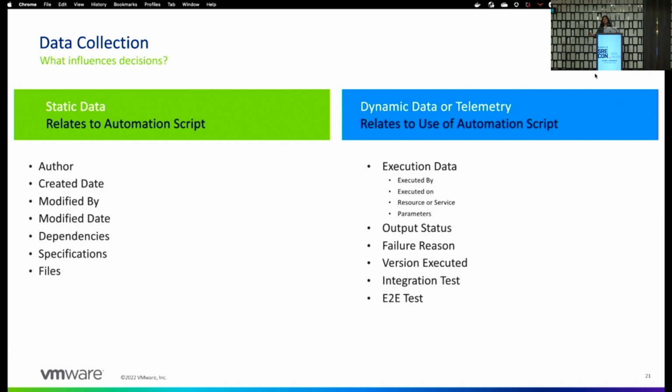Dynamic data, which is how frequently this automation is executed, what the output was, and if it failed, what the failure reason was, and what version of the automation got executed on what resource, and test data, integration test pass or failure, and end-to-end test. All of this data is very important to us, because the scale and the infra that we are working on is very different for each customer.